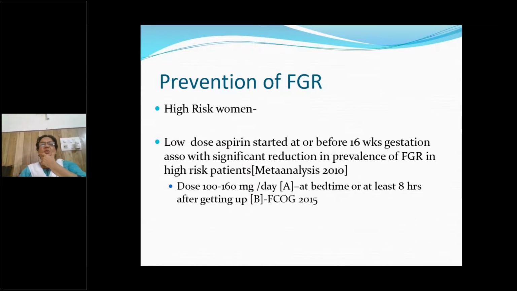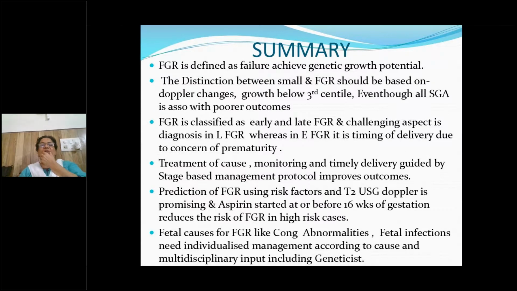So just to summarize what we have learned till now: fetal growth restriction is defined as a failure to achieve the genetic growth potential. Before we come to the summary, if anybody has any questions, please put your questions. I will discuss them after we finish the summary. So FGR is defined as a failure to achieve the genetic growth potential of the fetus. The distinction between small and fetal growth restriction should be based on growth below the third centile and Doppler changes. But we need to keep in mind that even a normal small baby may have an adverse outcome.